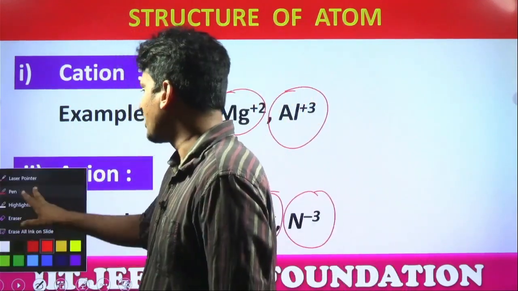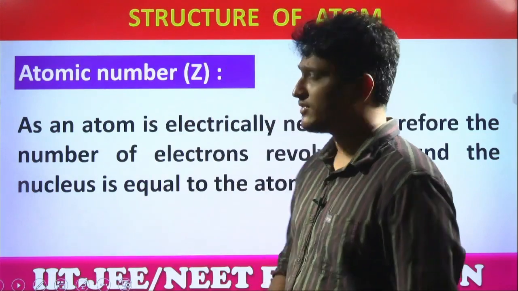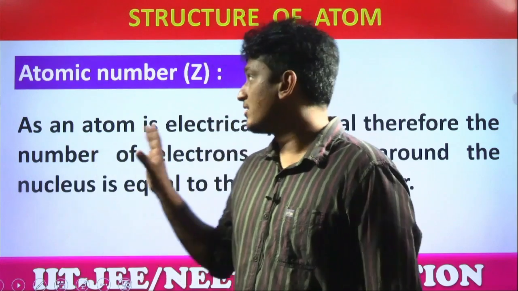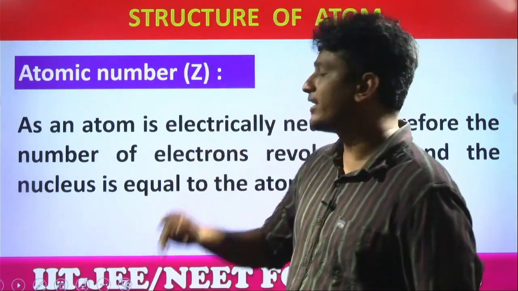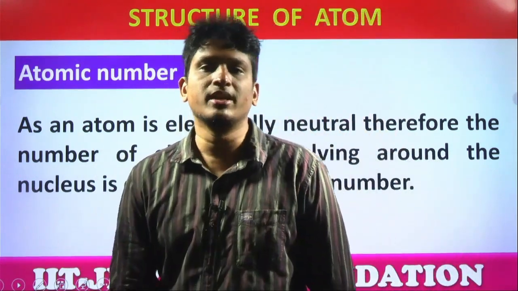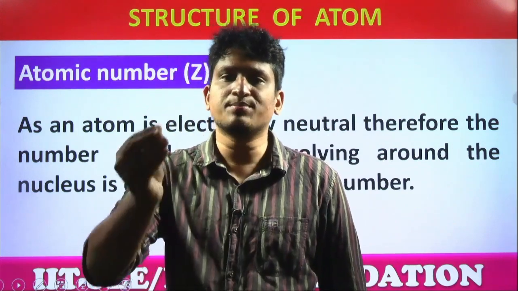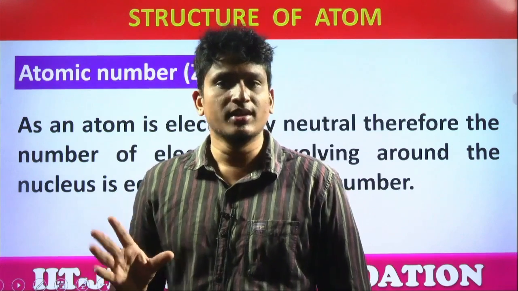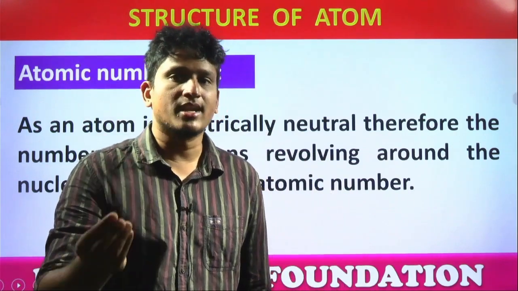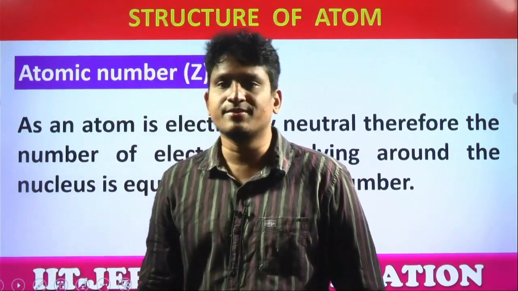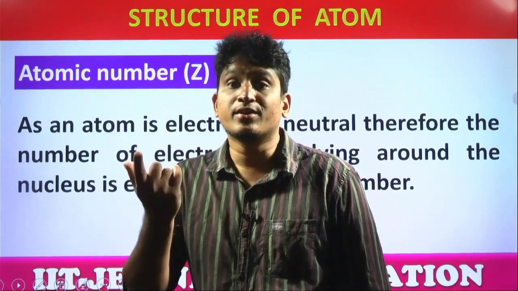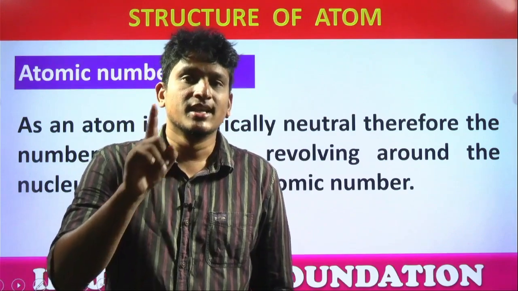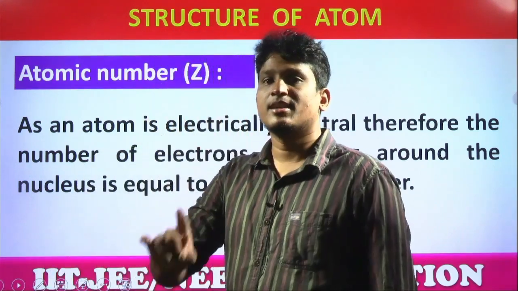So this is the discussion about ions. Next, we have some terms and definitions to remember in this concept of structure of atom. First of all, atomic number, indicated by Z. Simply, the number of protons present in an atom is called the atomic number. We can also define atomic number in terms of electrons: the number of electrons present in a neutral atom. Why? Because a neutral atom contains the same number of protons and electrons.